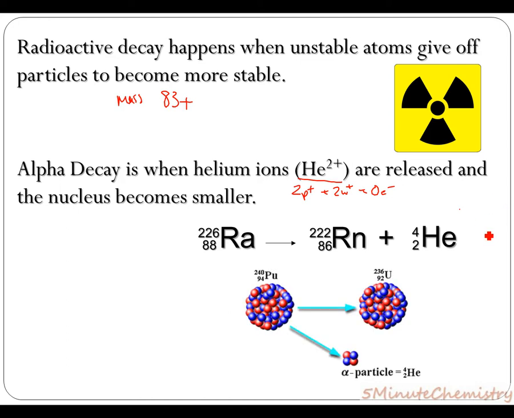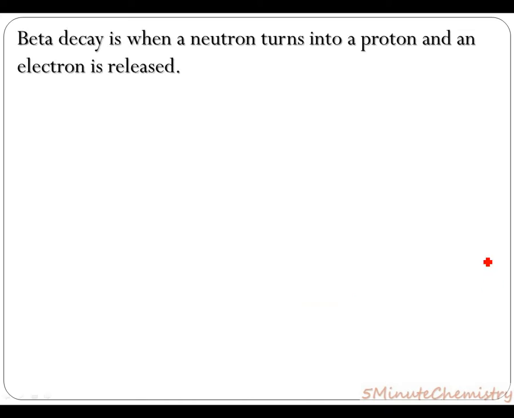Now a visual look at that, we have here plutonium-240. This parent isotope is experiencing alpha decay, in which it shoots off an alpha particle, the helium ion, and uranium-236. So there's one quick look at alpha decay. Now beta decay is when a neutron turns into a proton and an electron is released.